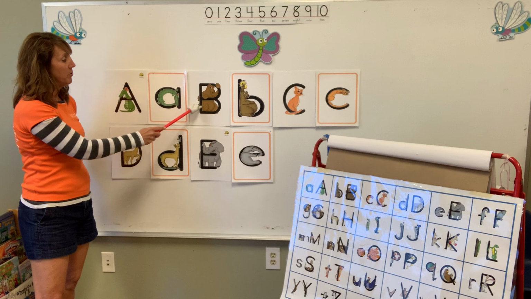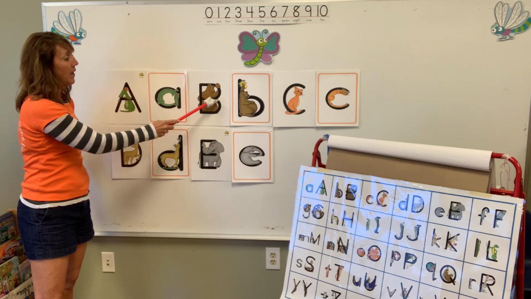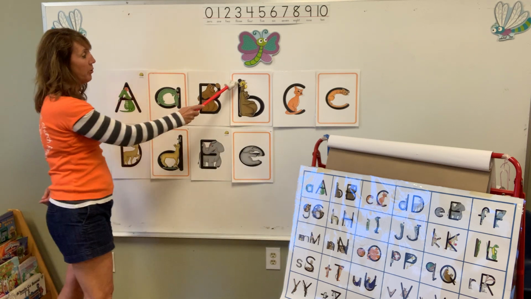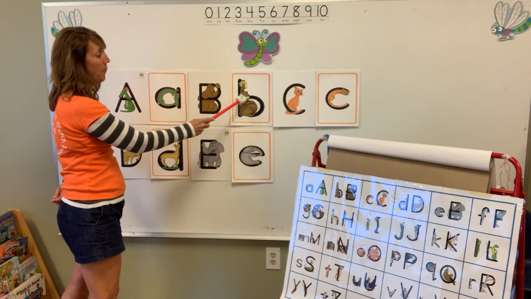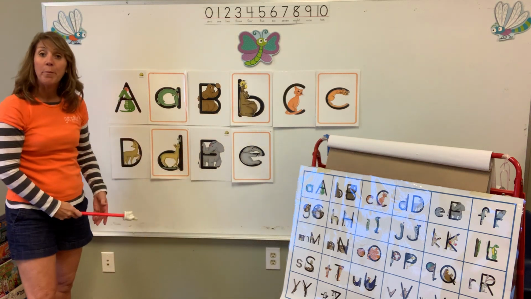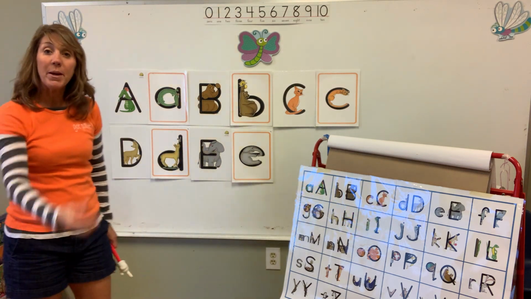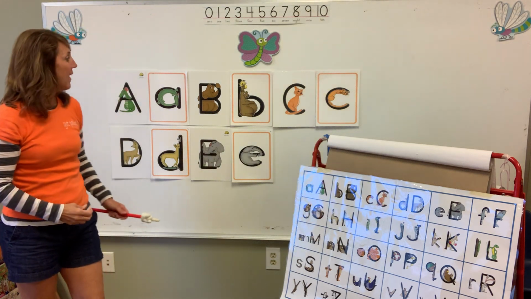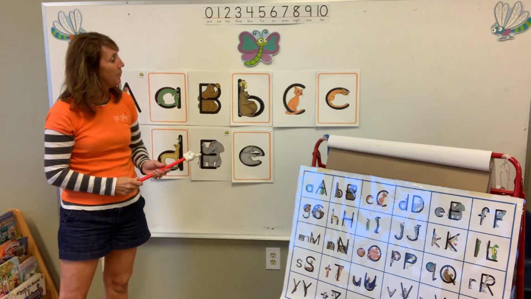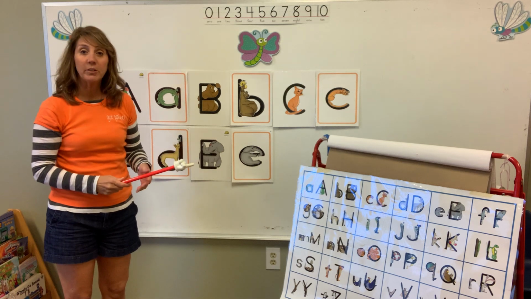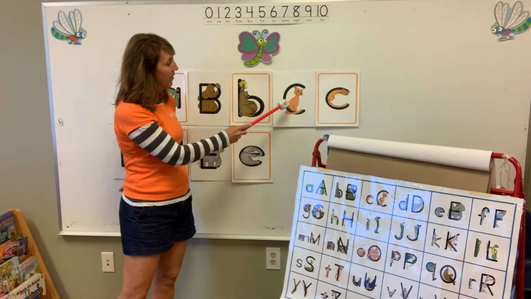Bubba Bear, we go down, around, and around. And our lowercase b is down, up, and around. And Bubba Bear says boo. Getting that honey, reaching for that honey. Good job.